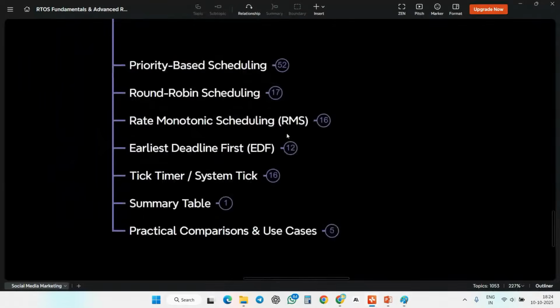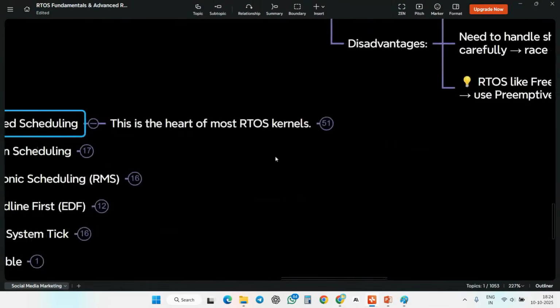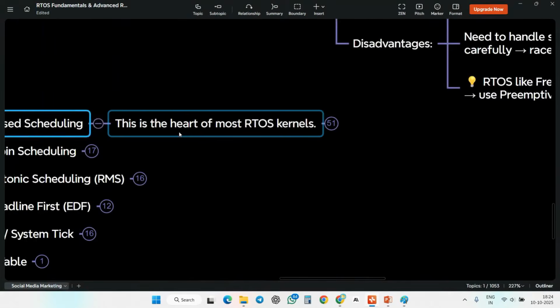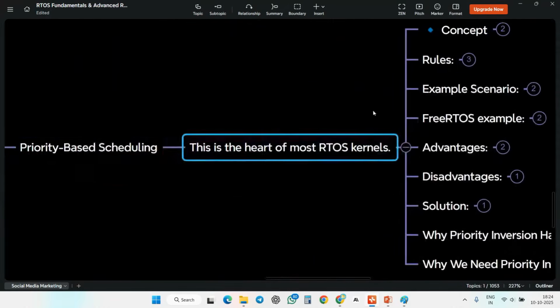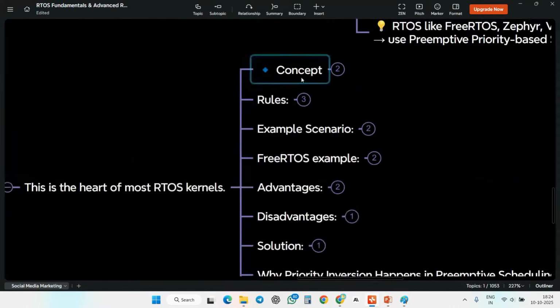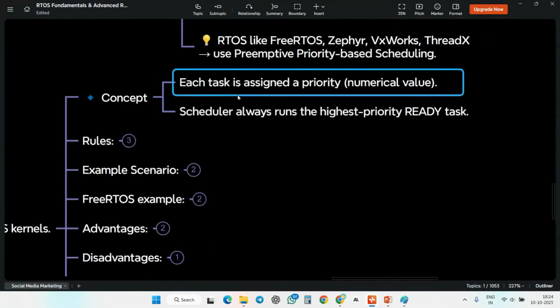Next we are going to discuss priority-based scheduling. This is the heart of most RTOS kernels. The concept of priority-based scheduling is that each task is assigned a priority number. We already know this concept.